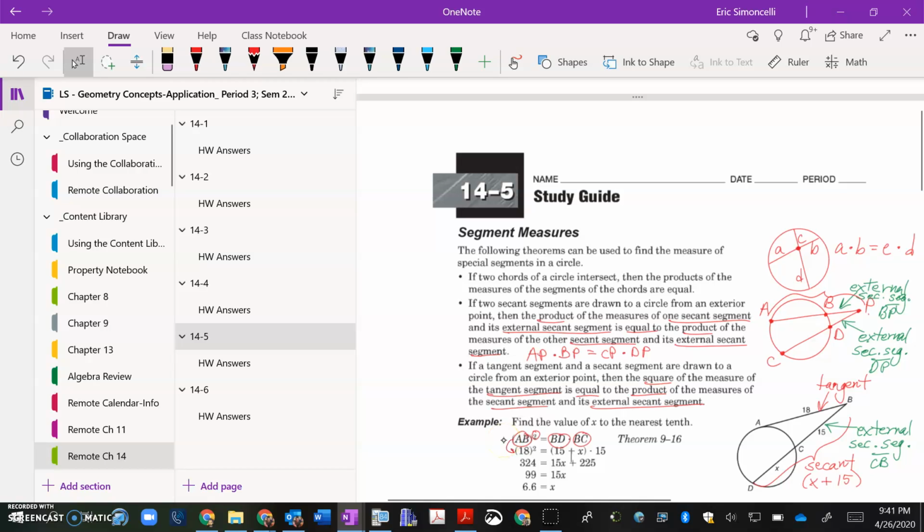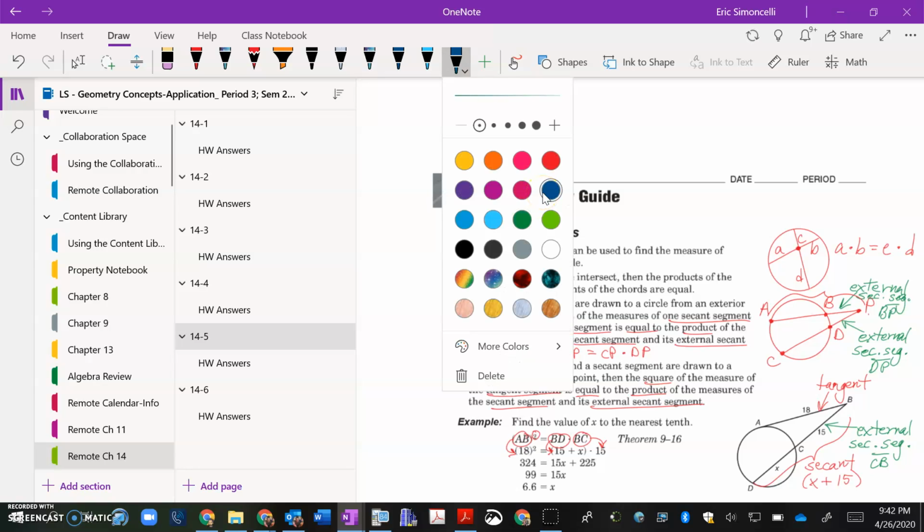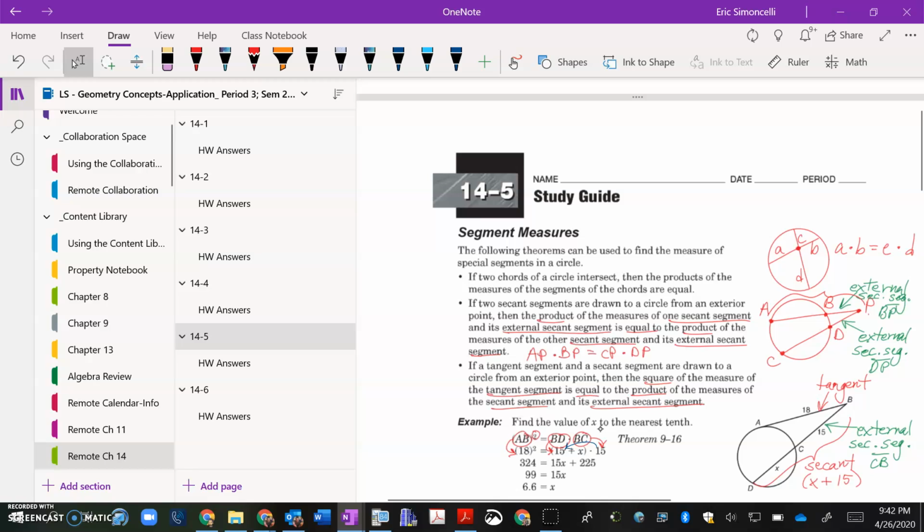You'll see here in the next step, you can substitute 18, which is what we're given for AB, so 18 quantity squared equals x plus 15 plus x, same thing, times 15, which you're also given. The math is straightforward from here. Just square 18, 324. Distribute the 15, and you'll end up with 225, because 15 times 15 is that, and 15 times x, of course, 15x. Subtract 225, so 99 equals 15x, and divide. Your final answer ends up being 6.6.